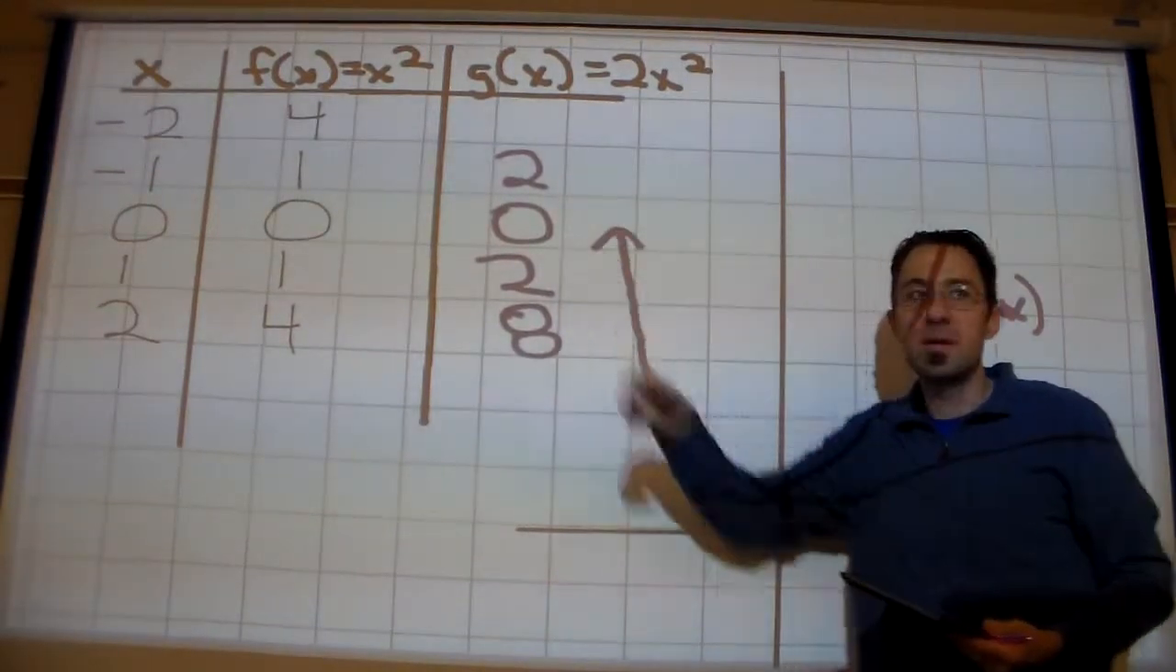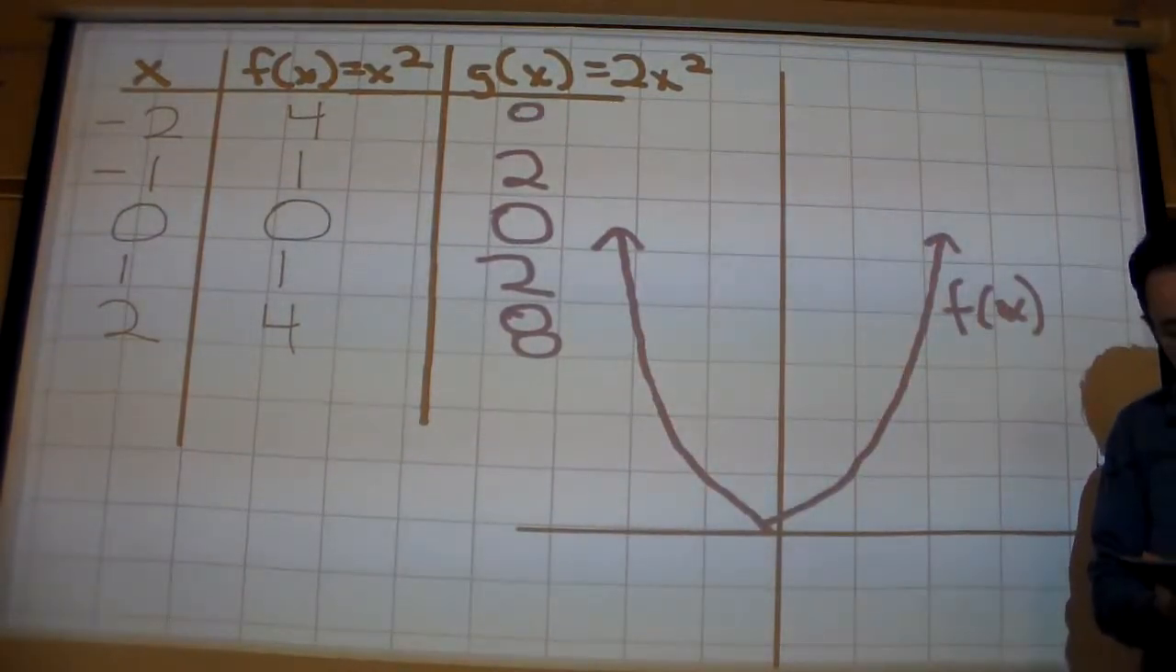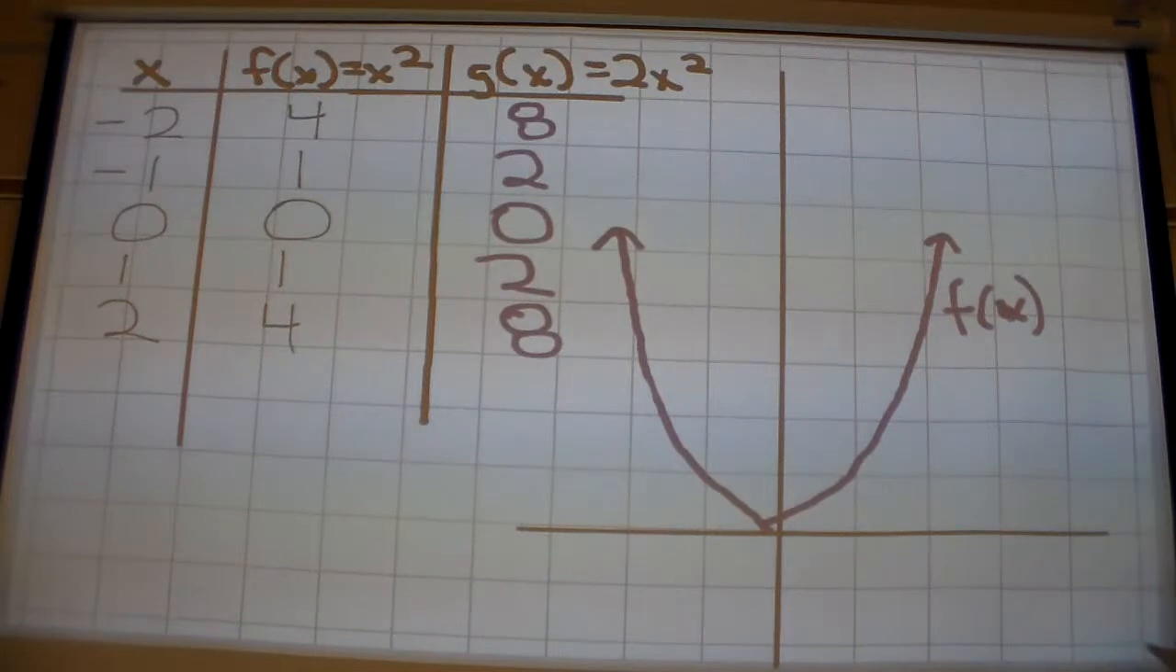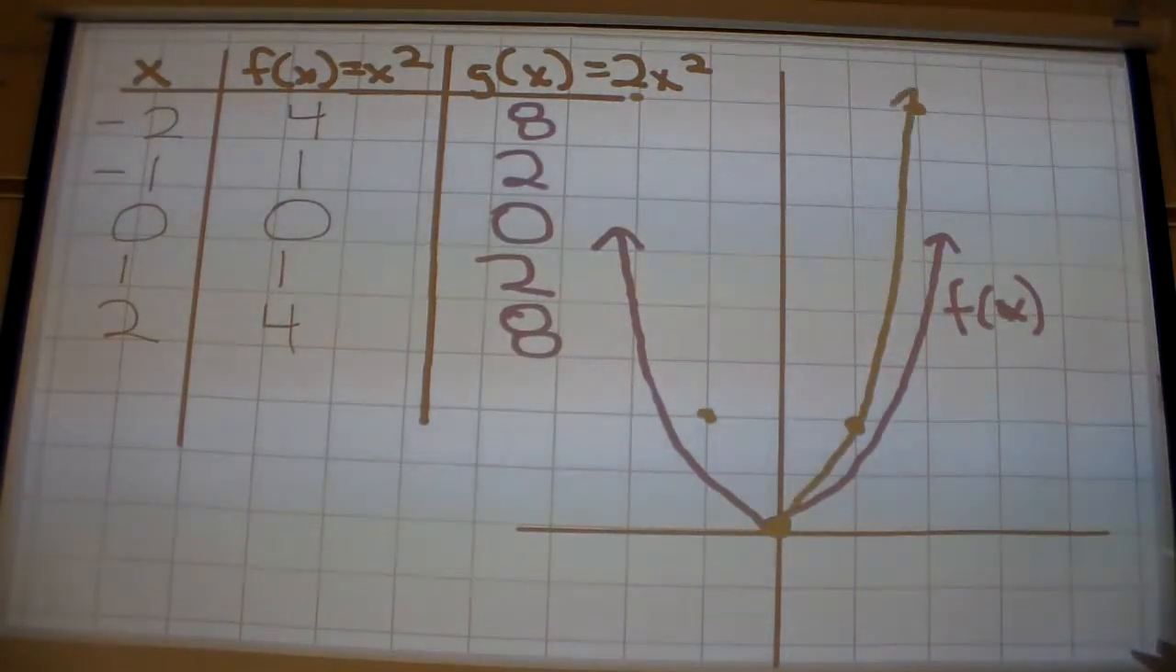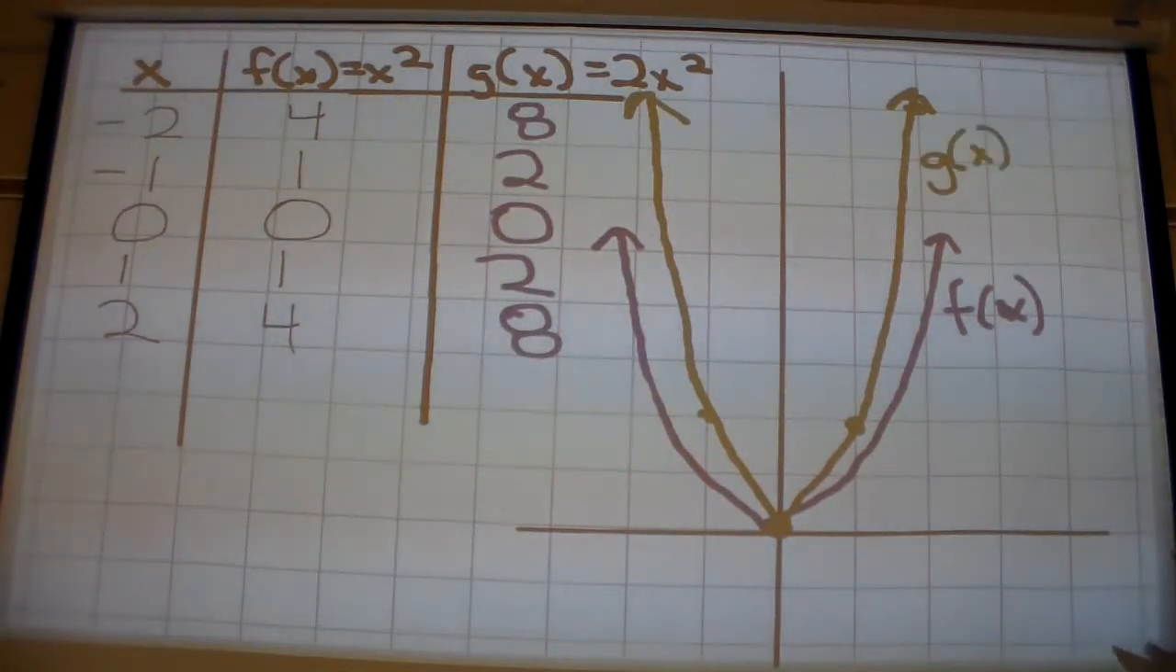So that means we're going to have what here? 8. All right, so our new graph starts at 0, 0. We go over 1, up 2, then over 2, up 8. So we sketch here. It makes it steeper. So this is now g of x.